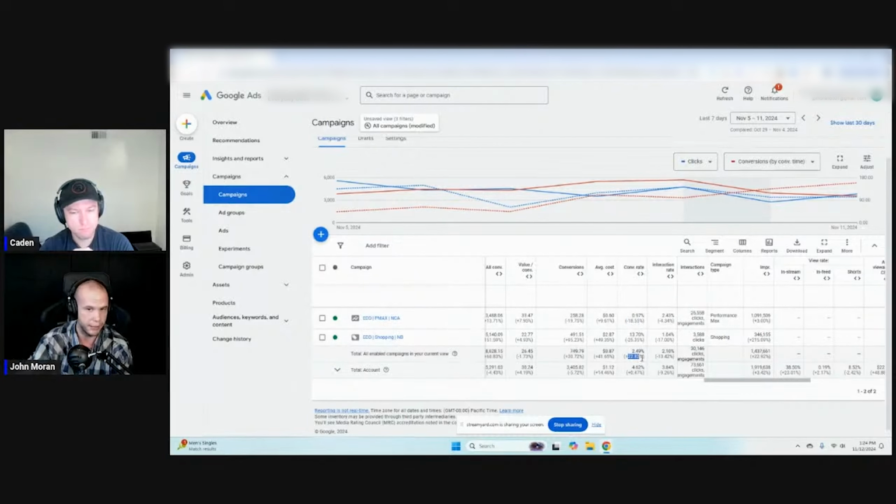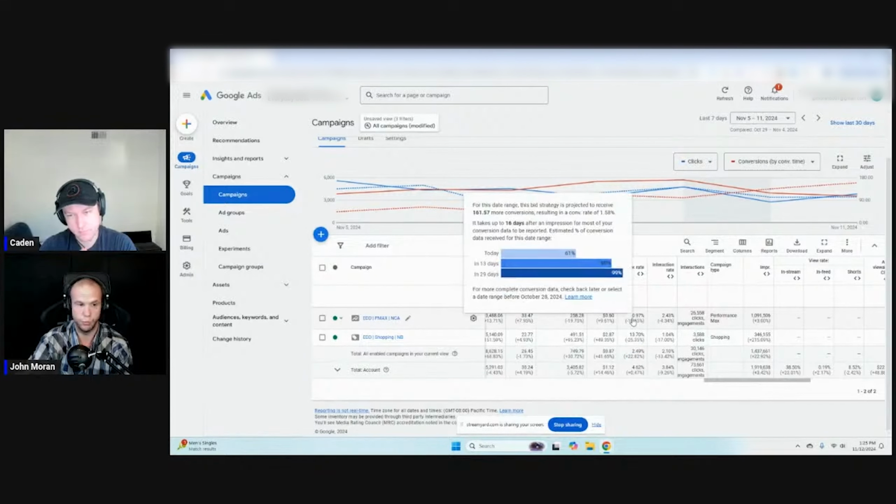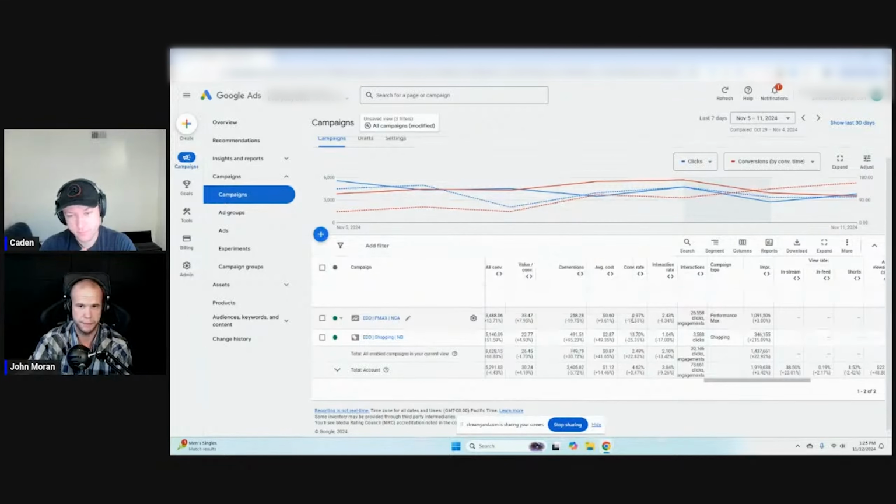Now, combined total is getting better. But what we're seeing here is that Performance Max is now kind of taking a step back in the grand scheme of things. Search will now outperform PMax. Shopping will now outperform PMax.